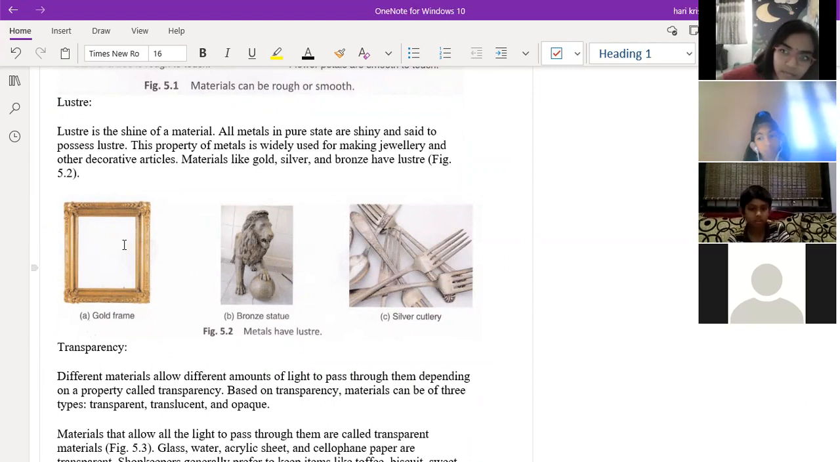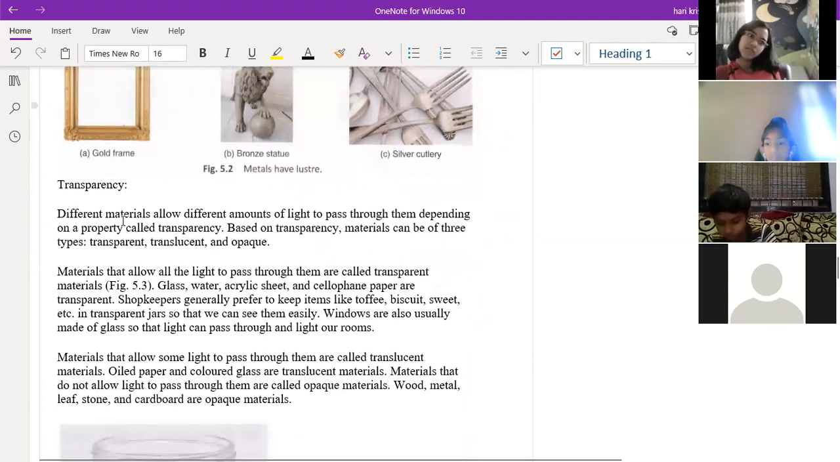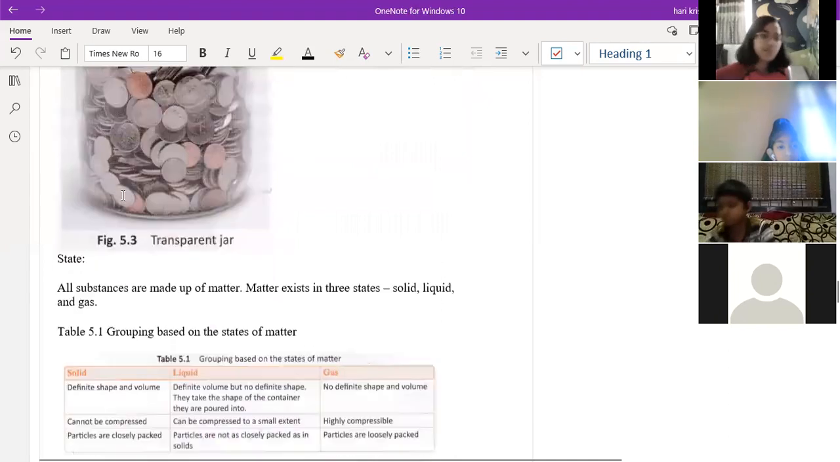Bronze statue is also somewhat lustrous in nature. Bronze, gold. So transparency also we have done already.